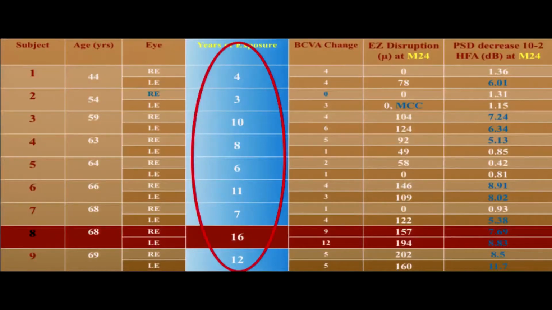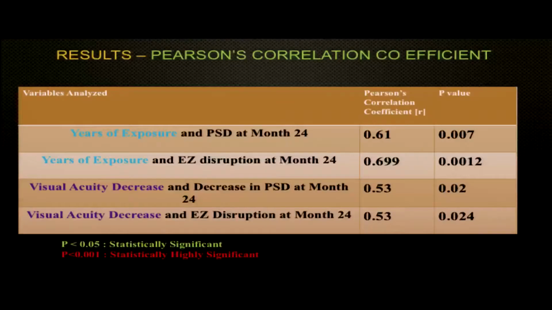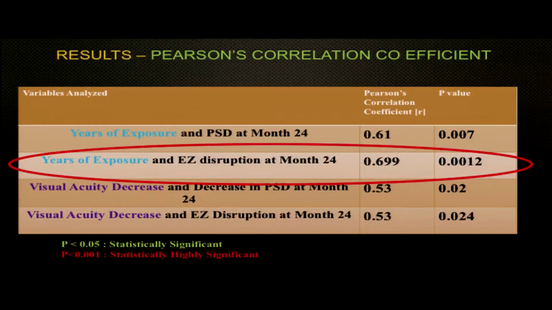And if we look at the years of exposure, like this one patient marked out in red who had 16 years of exposure to the drug, had the worst BCVA change, the worst EZ status, and the worst PSD. And when we correlated all the values, we found a positive correlation. The strongest was the years of exposure to ellipsoid zone disruption at month 24, that's 0.7.